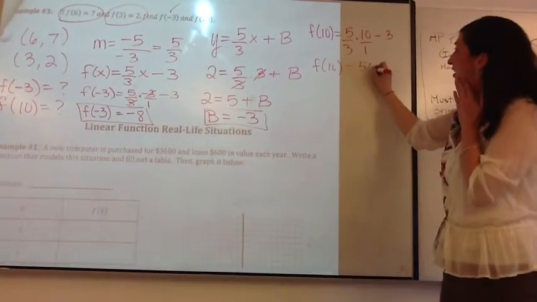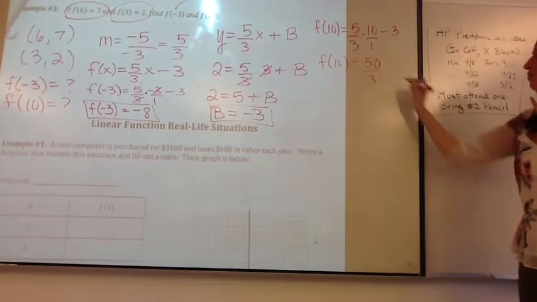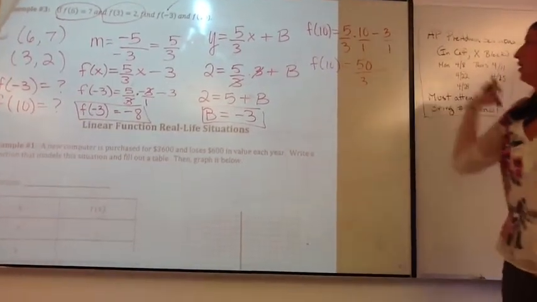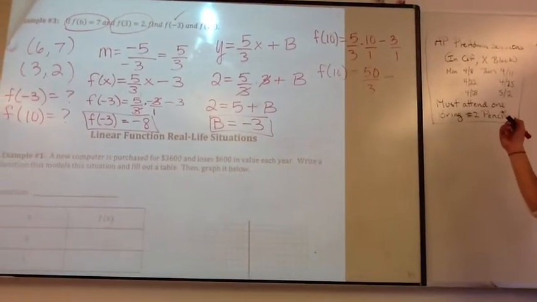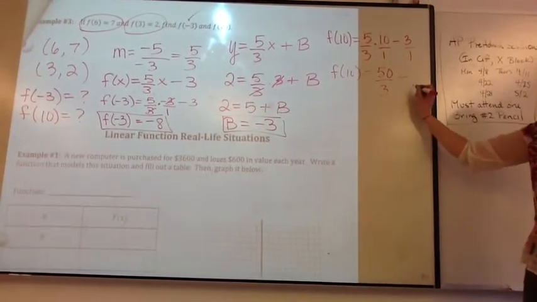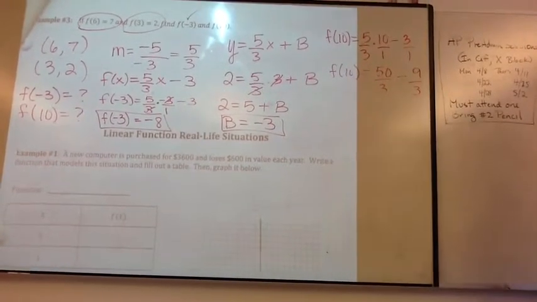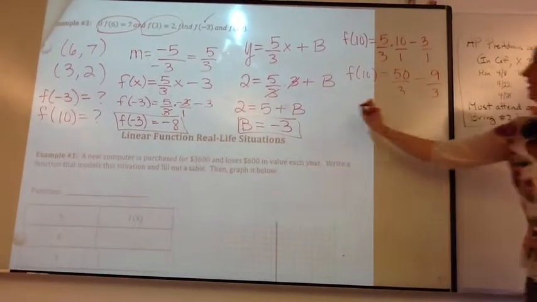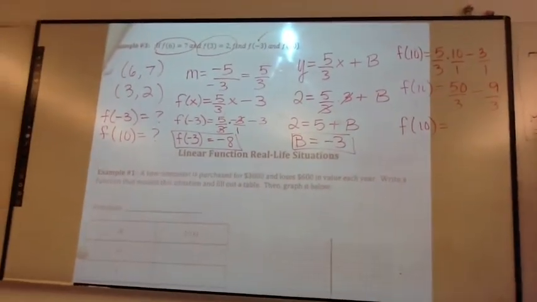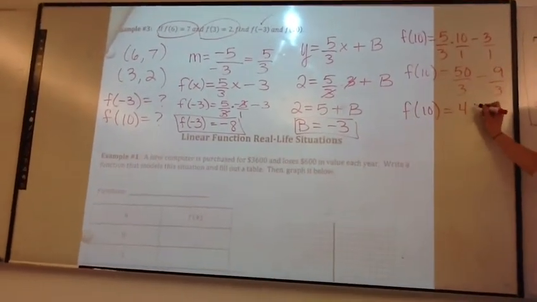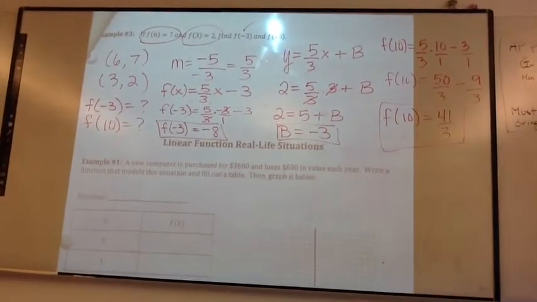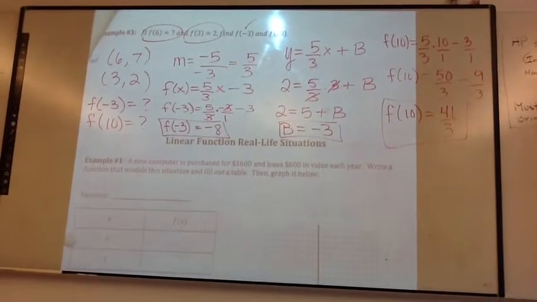Multiply. 50 over 3 minus 3 over 1, but get a common denominator and make 3 over 1. Common denominator? 9 over 3. Right? Final answer, f of 10 equals 40 over 3. Not as friendly of a number, but hey, not all things are going to come out nice and easy, right?